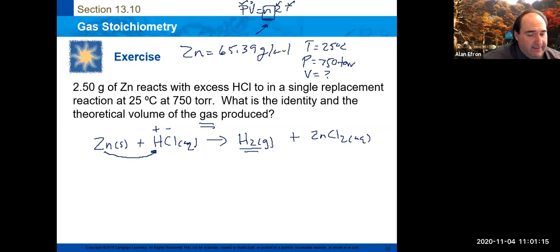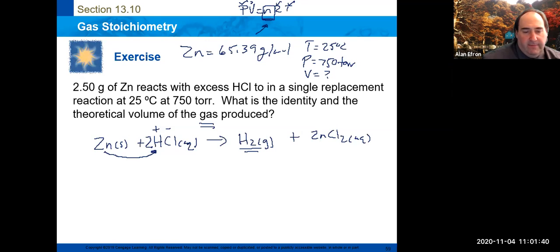Then, of course, none of this stoichiometry works if we don't balance it. So we need a 2 there, and that might be it. So 2 hydrogens, 2 chlorides, and 1 zinc. So here again is our balanced equation. We want to make sure we get it down correctly and balanced correctly, because if we don't, then obviously none of the rest of our calculation is going to be any good.